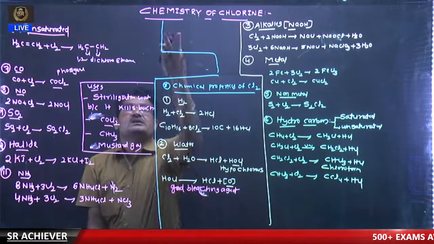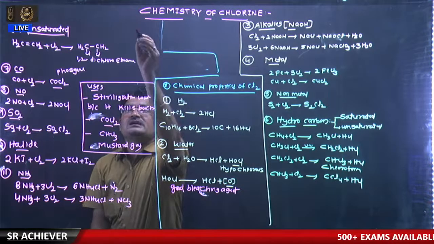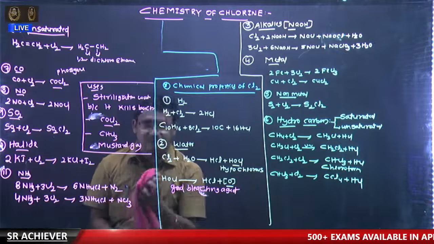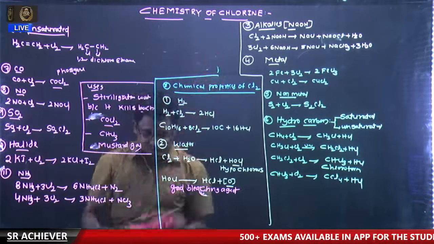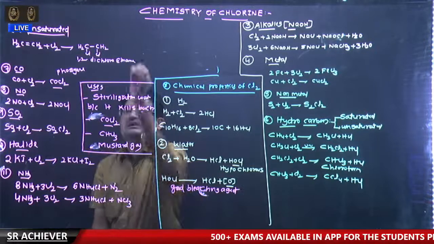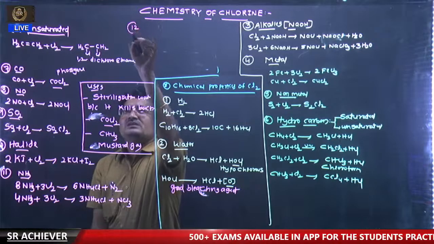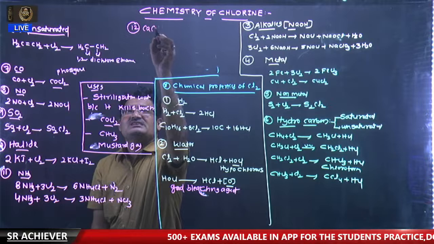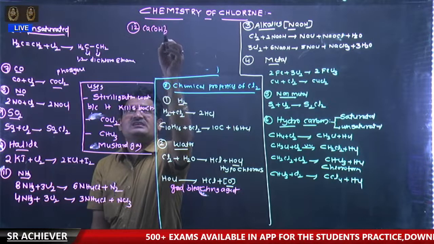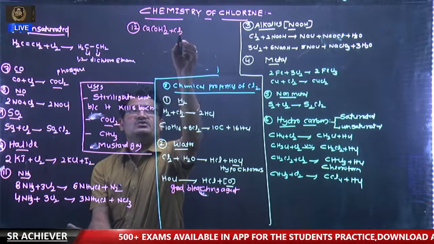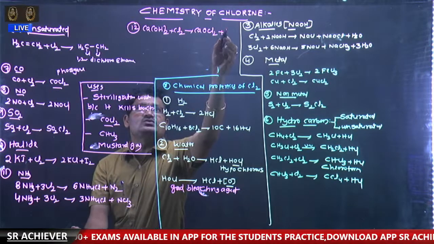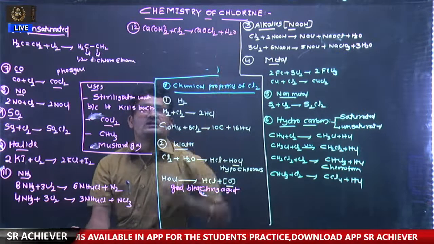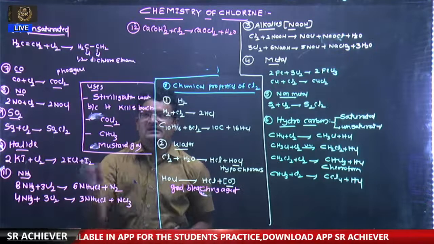Now one more equation is there. When slaked lime reacts with chlorine, that is the 12th one. Ca(OH)2 reacts with chlorine to form bleaching powder, that is CaOCl2 plus H2O. After that, uses.